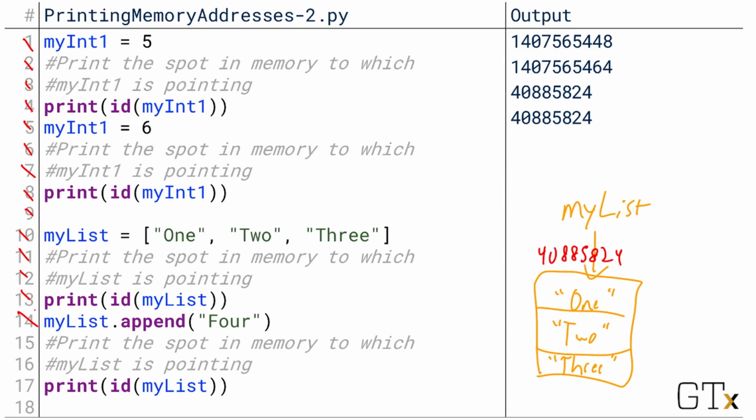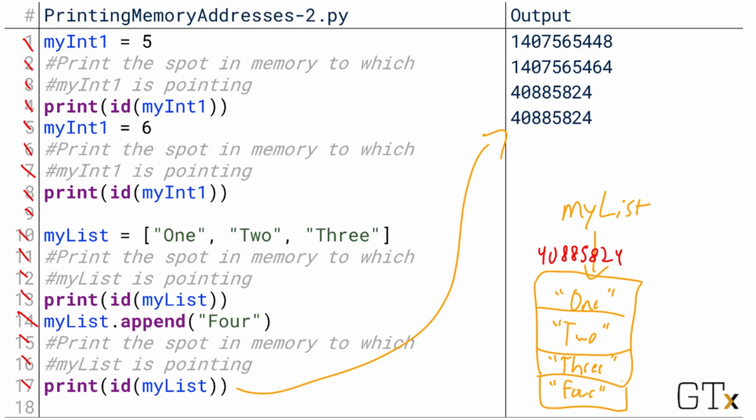Then line 14 modifies the list. It appends the number 4. It adds a new item to the list. But what happens when we print the ID again on line 17? Unlike for integers, our ID hasn't changed. myList is still pointing to the same place in memory. It just now has an additional value at the end of the list.